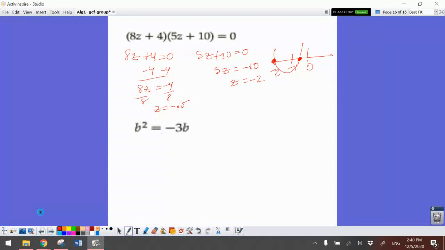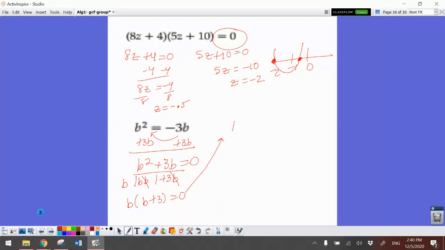All right, now b squared equals -3b. Well, that's decent, but I'm missing an equal to 0. So I need to move my 3b. So I'm going to go ahead and add 3b on both sides, and I get b squared plus 3b equals 0. Now I'm going to take out a GCF. Well, I see that all I can take out is a b, so I have b times b plus 3 equals 0.